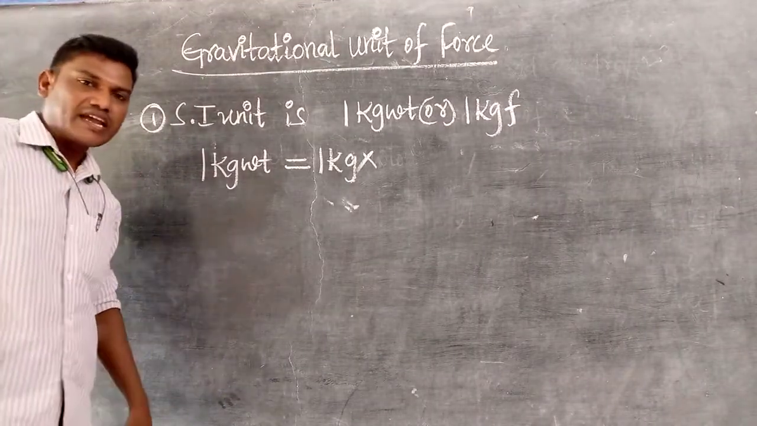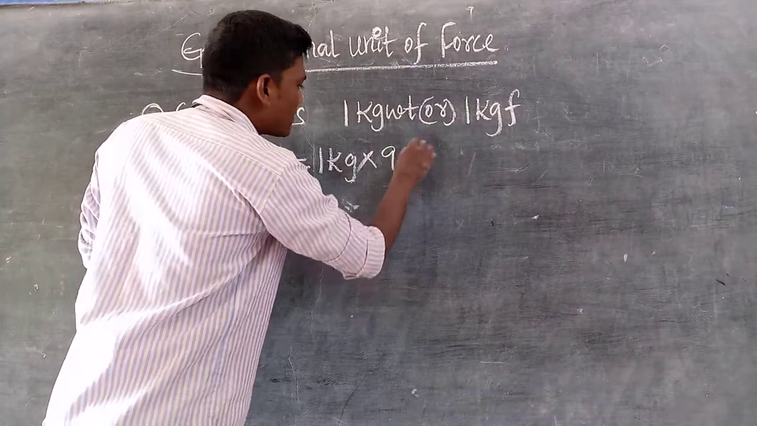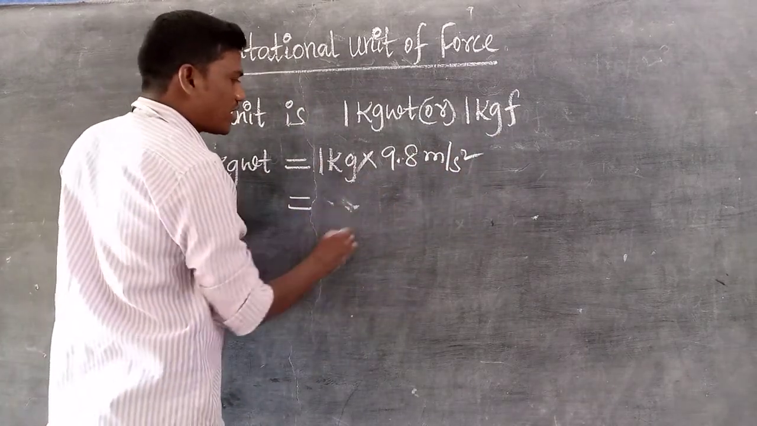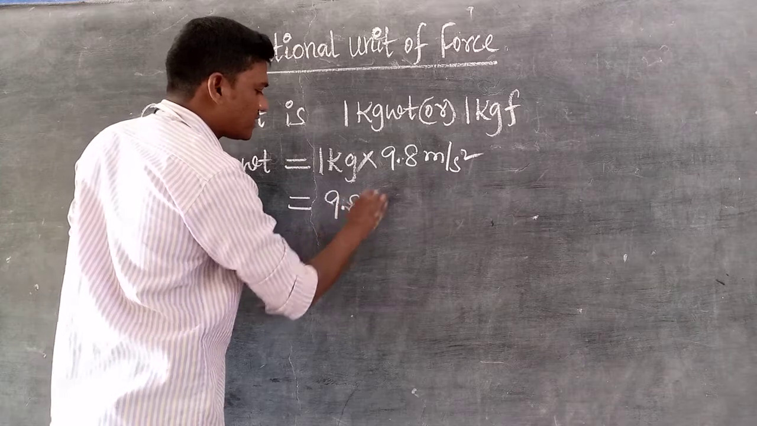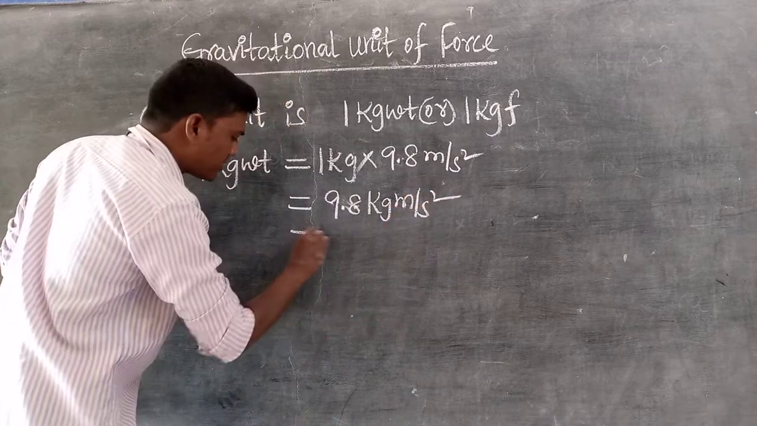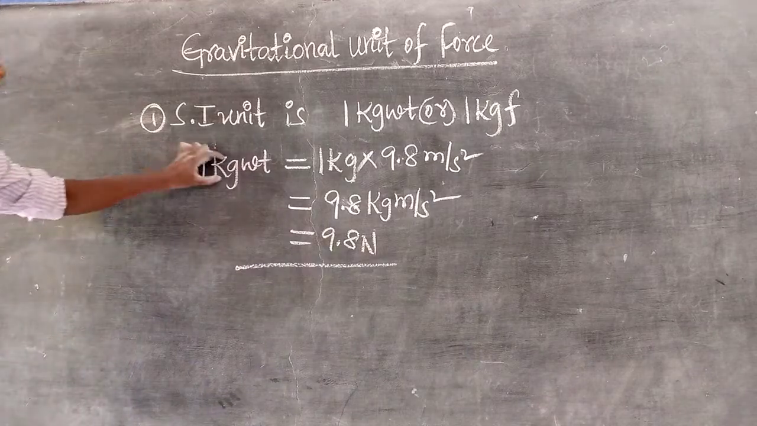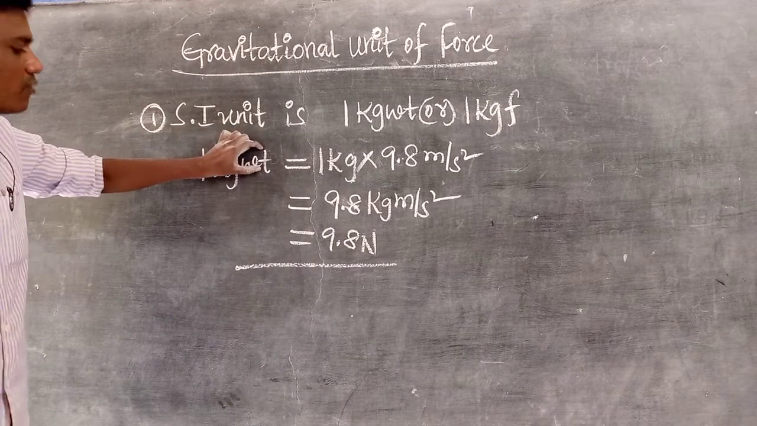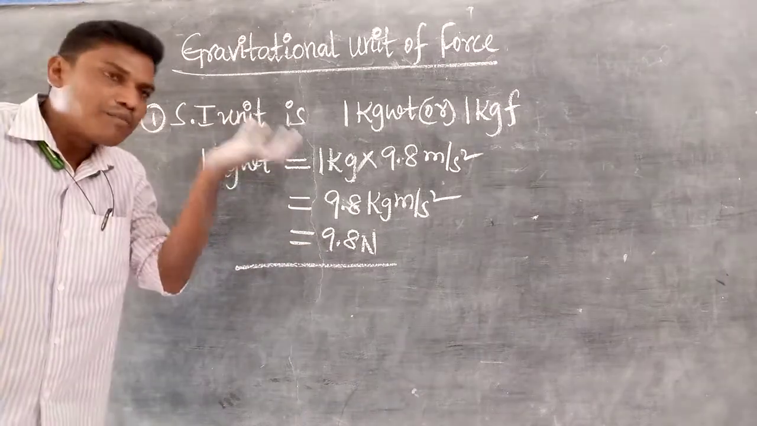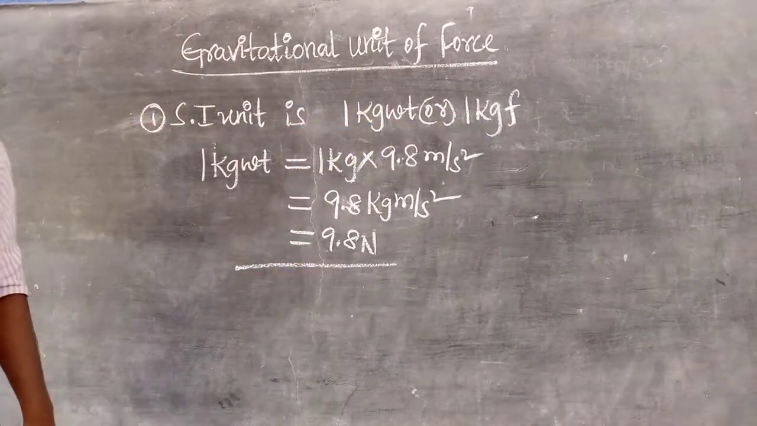how much weight? Gravitational force is acting, 9.8 meter per second square. That is equal to 1 into 9.8, 9.8 kilogram meter per second square. Kilogram meter per second square is nothing but Newton. 9.8 Newton. That's right. 1 kilogram weight or 1 kilogram force is equal to 9.8 Newton. That is, on 1 kg mass of a body, how much weight or gravitational force is acting? 9.8 Newton.